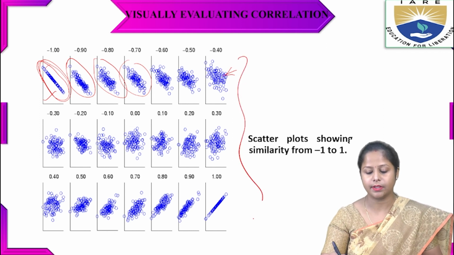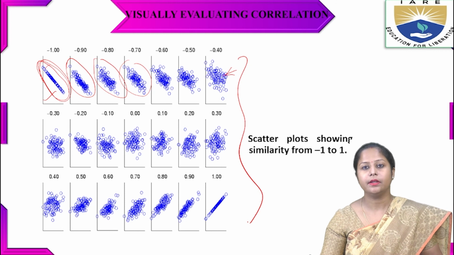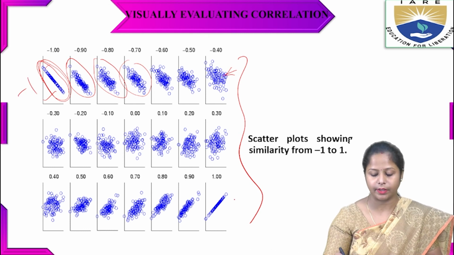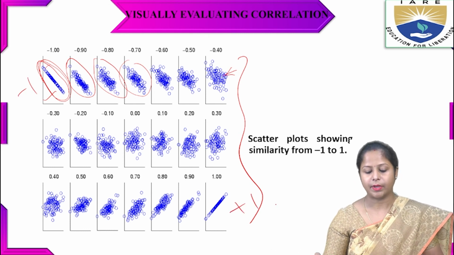So these are the graphs for positive and negative correlation, to check the positive and negative correlation. A scatter plot showing similarly from -1 to 1.